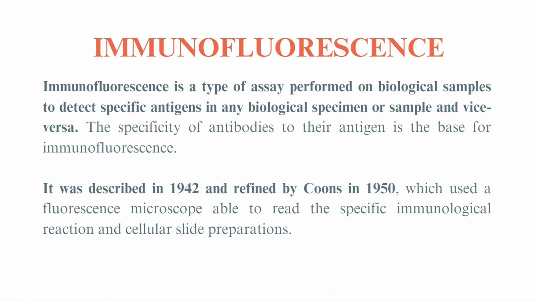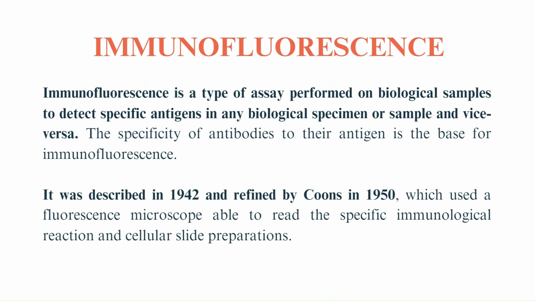Immunofluorescence is a type of assay performed on biological samples to detect specific antigens in any biological specimen or sample, and vice versa. The specificity of antibodies to their antigen is the base for immunofluorescence. It was described in 1942 and refined by Coons in 1950, who used a fluorescence microscope able to read the specific immunological reaction in cellular slide preparations.